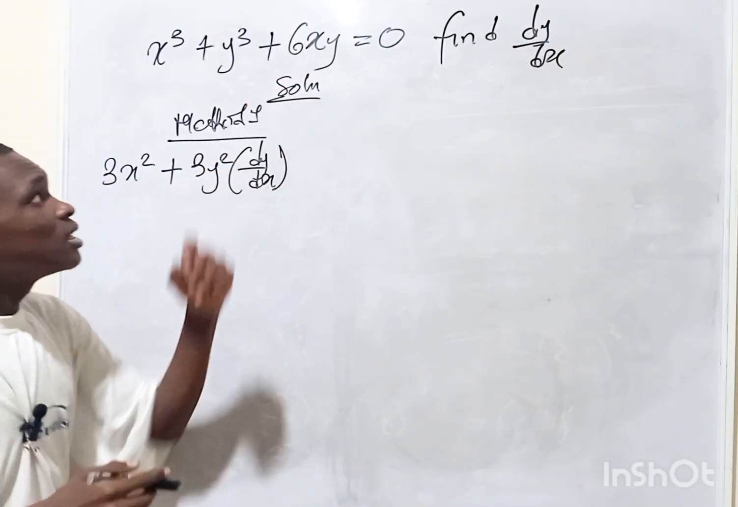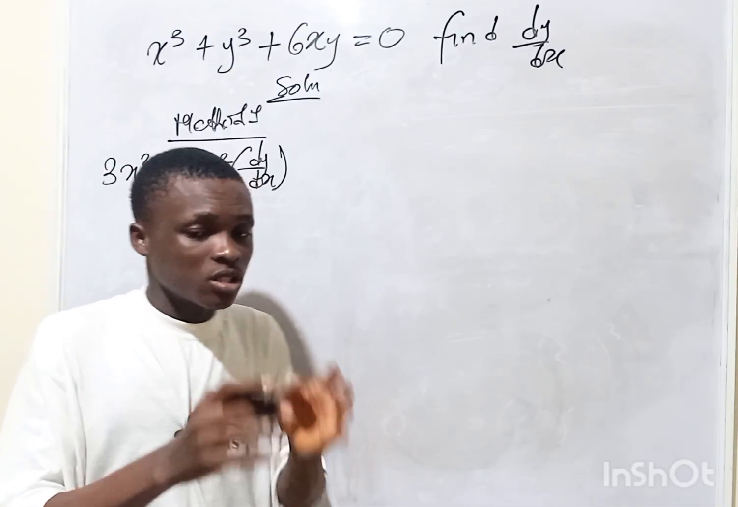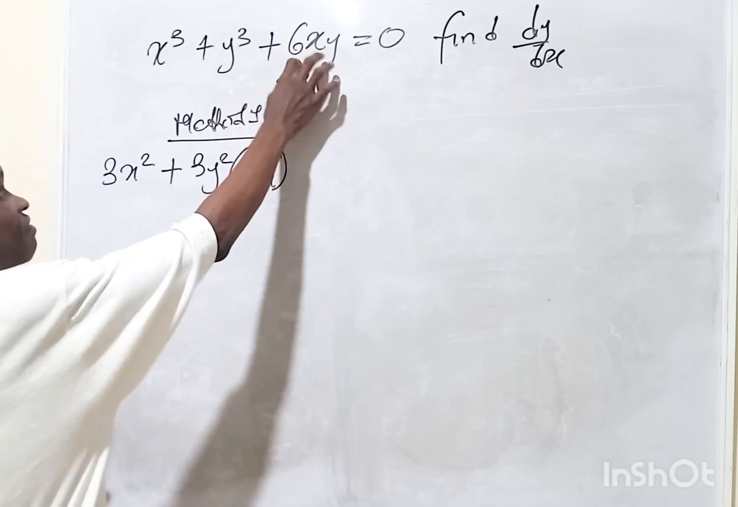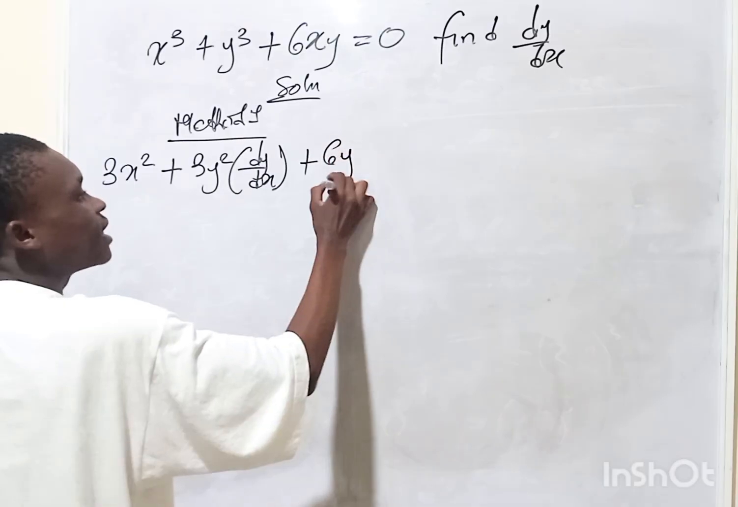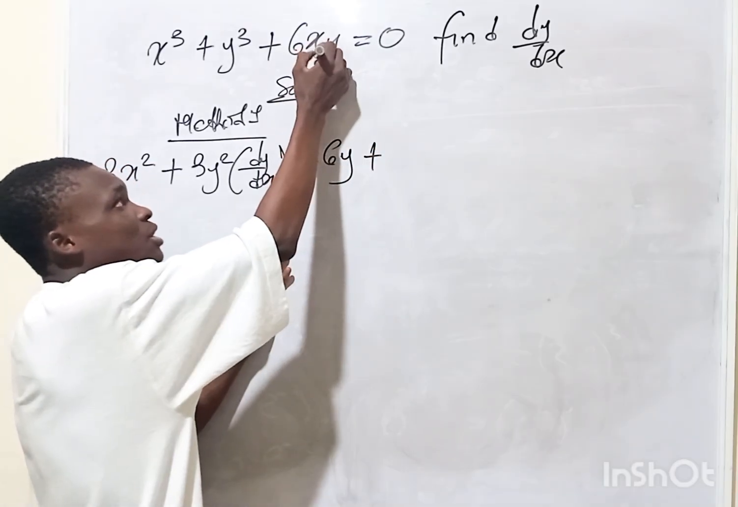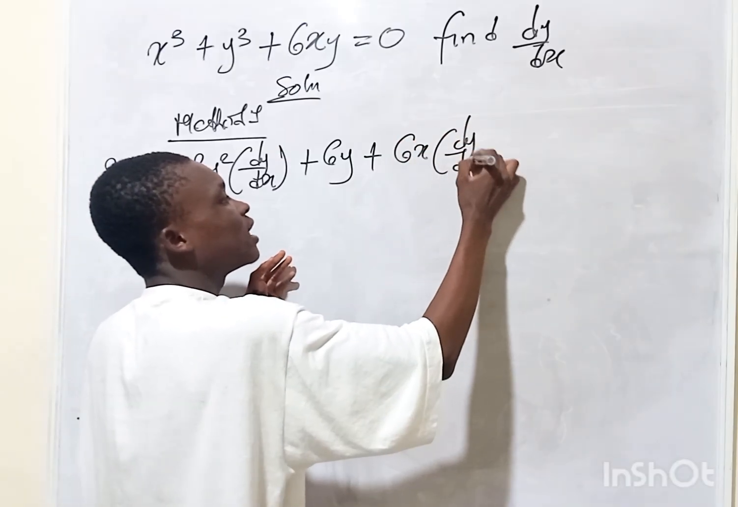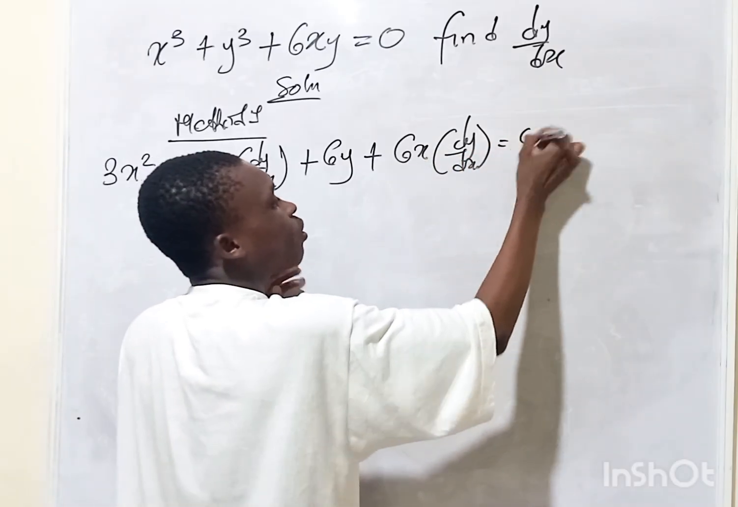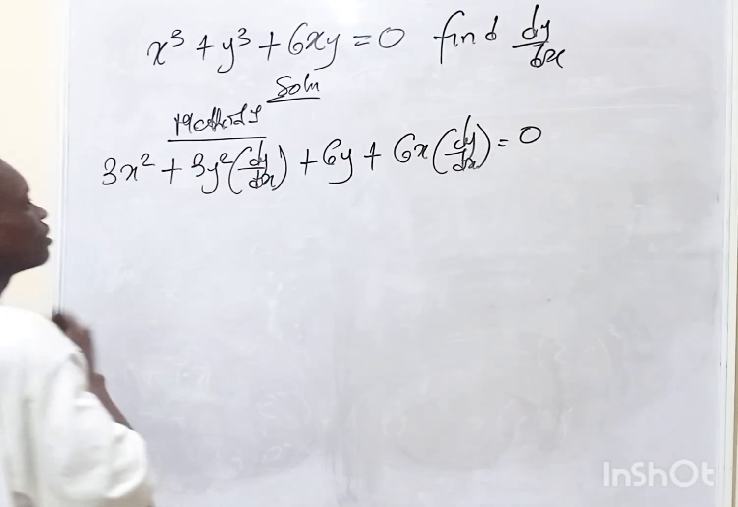So this place that they are multiplying, you're going to treat them as different, separately. You differentiate them separately. So if I differentiate here with respect to x, I'll have that 6y is remaining. That's the first one. Plus, if I differentiate now with respect to y, I'll have that 6x, then add the dy over dx because I'm differentiating with respect to y. So this equals 0.